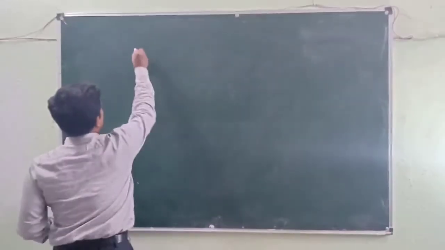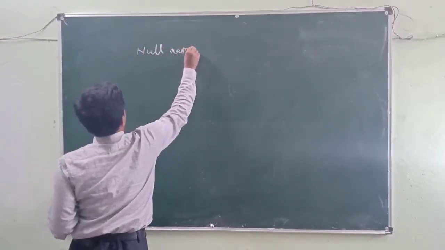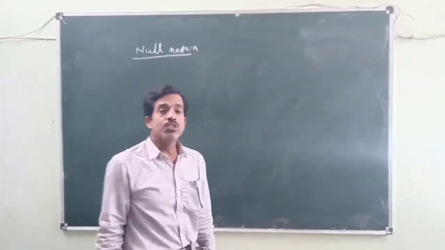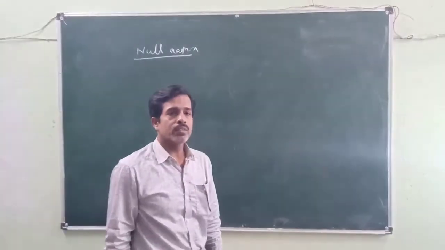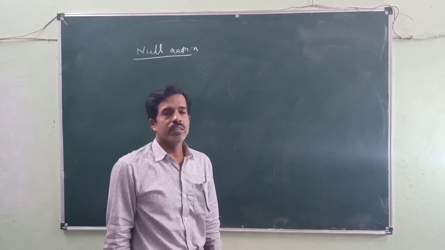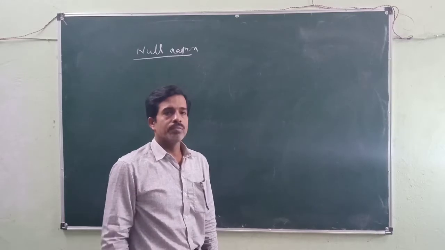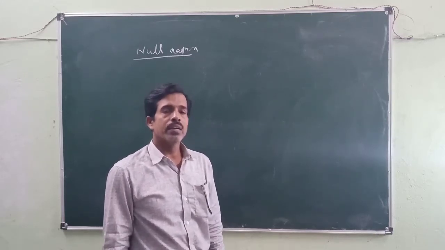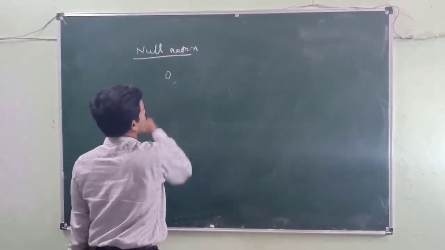One is the null matrix. This is also called a zero matrix. That means any matrix whose elements are all zero, we call a null matrix. A null matrix can have arbitrary order. It is denoted as zero.